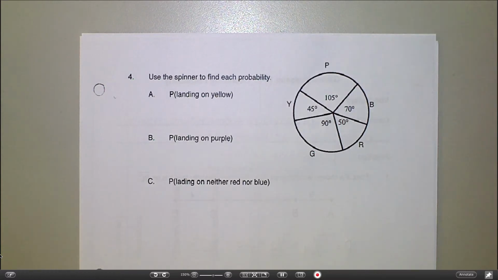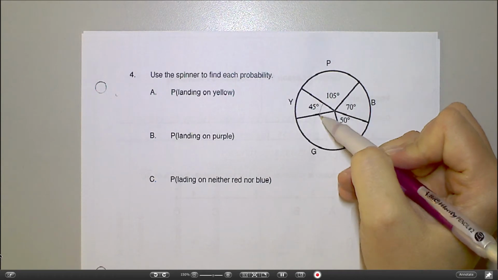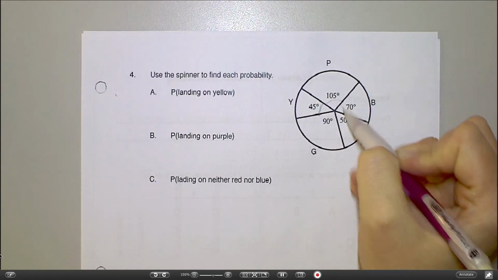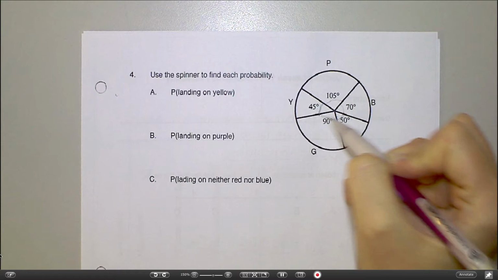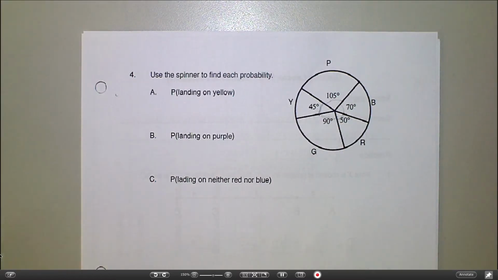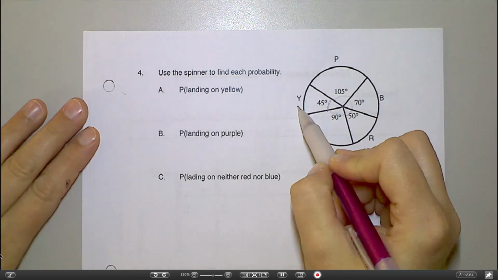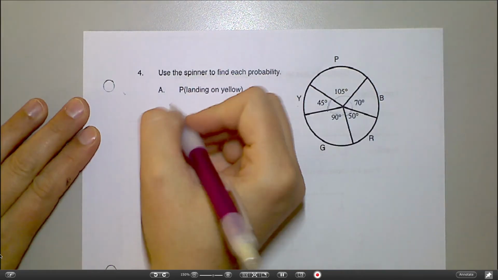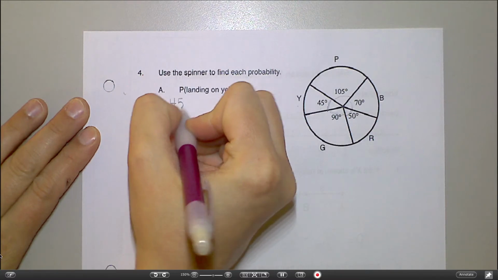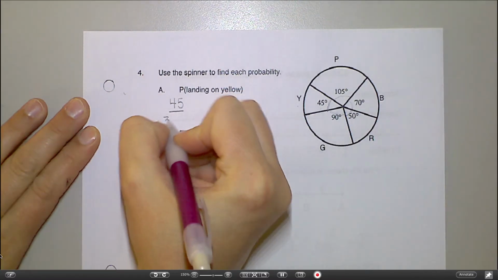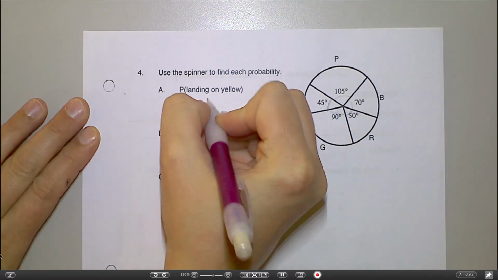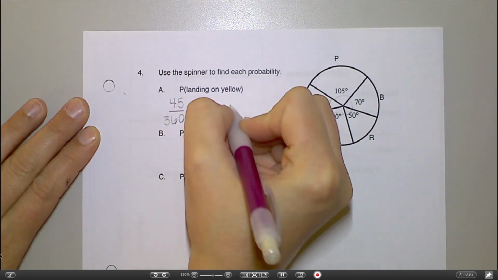So we're going to use this spinner to find a probability. Look at these, they're giving you the central angles, which are degrees. These would all be degrees out of what? Out of 360. So the whole thing is 360. Probability of landing on yellow, the Y, would be 45 out of 360, which reduces to 1/8. If you wanted it as a decimal, it is 0.125.